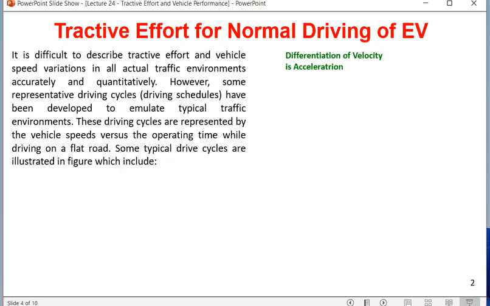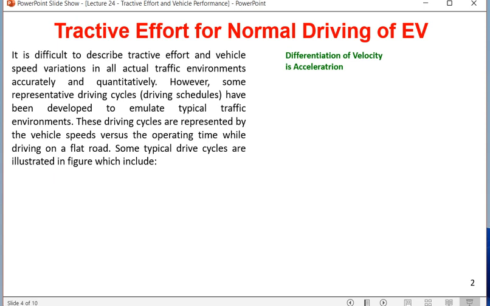Tractive effort for normal driving of EV. So you are finding that it is difficult to describe the tractive effort. That means how much tractive power is generated for vehicle speed variations in all actual traffic environments, accurately and quantitatively. So it is not only that we can just say it is a good vehicle or a bad vehicle. We have to quantify it.